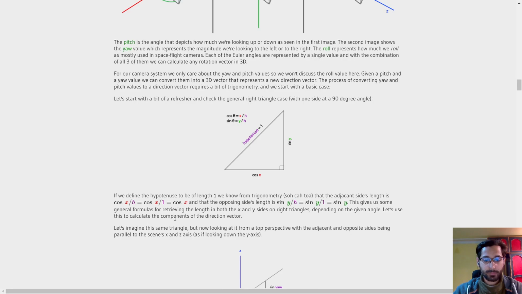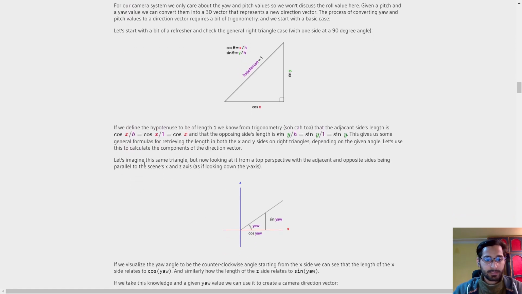Let's use this to calculate the components of the direction vector. Let's imagine this same triangle, but now looking at it from a top perspective. A and O stand for adjacent and opposite. So here A is the adjacent, this one is the adjacent side and this one is the opposite side. All right. Let's imagine this same view from a top perspective, with the sides being parallel to the screen's x and z axes, as if looking down the y axis.